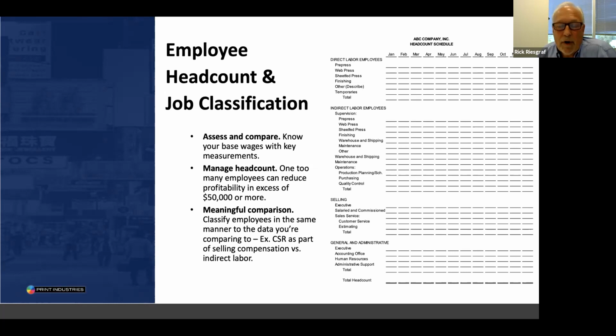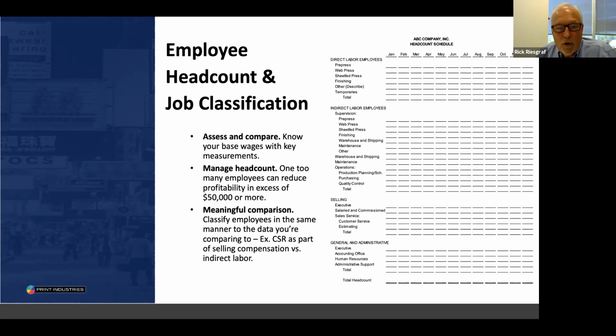So we break it out by department, by area, and just at a glance you can tell what your headcount is each month, each area. Does it make sense with where you're at with volume? Does it make sense with where you're headed with work? It's not the end-all answer, but it's something that helps. And I just wanted to share an example.